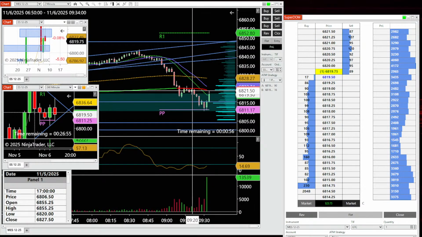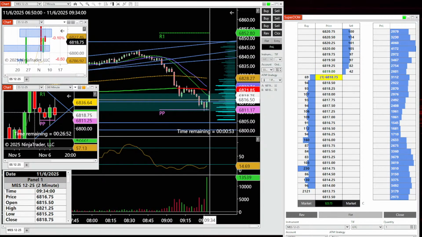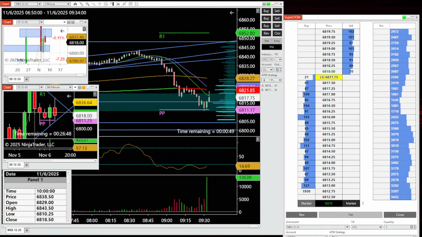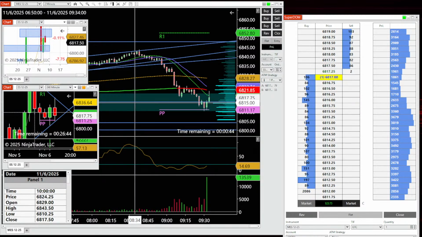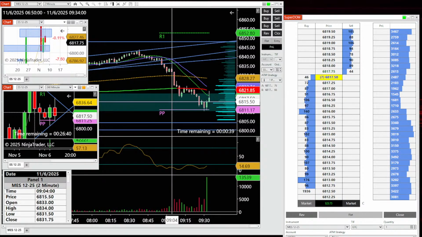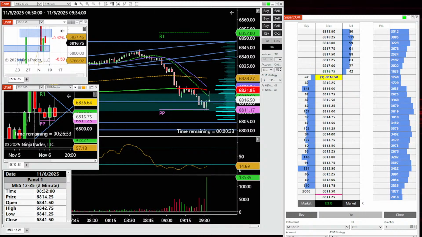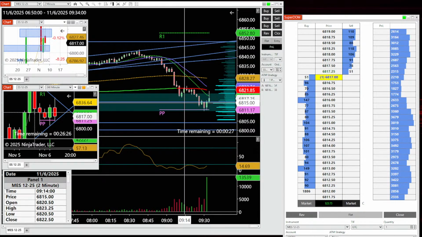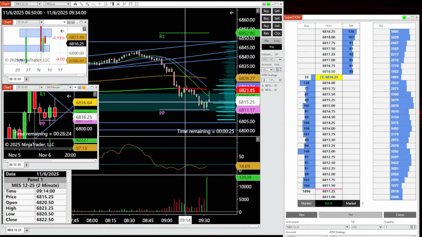Yep, there we go. Back up to 21.25. Nice trade. Then I've just been getting burnt on this first 15-minute bar the last few days, so I didn't want to take it. First 15 minutes, I've just been getting burned, so I didn't want to take it.